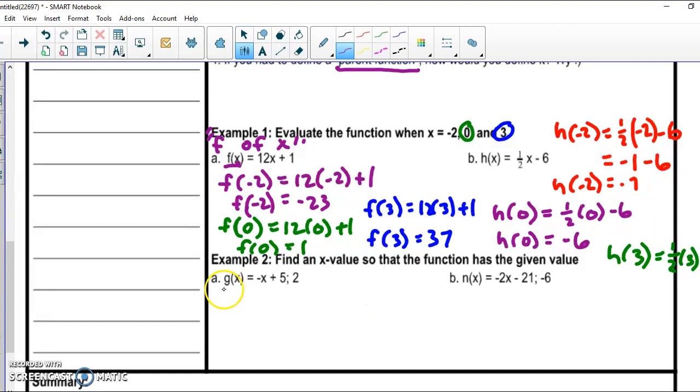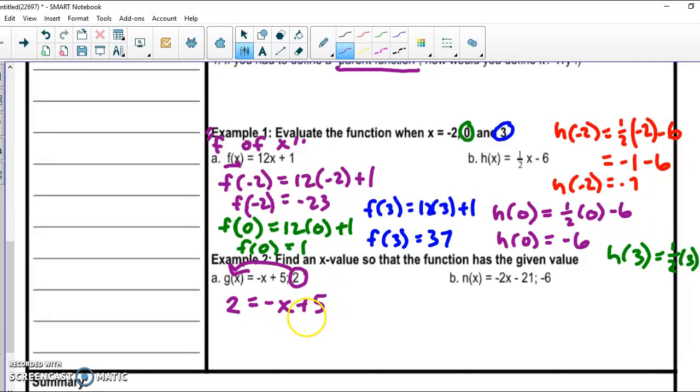So on part A, I have g of x equals -x plus 5. And I'm trying to find the value of x so that this whole function has a value of 2. So what I'm going to do is substitute 2 for g of x. Not for x, but for this whole thing, g of x. So I replace g of x with 2, and now I'm going to solve the equation.